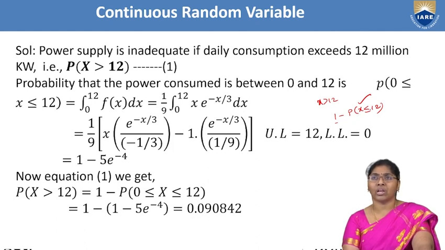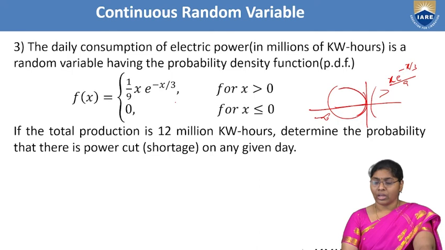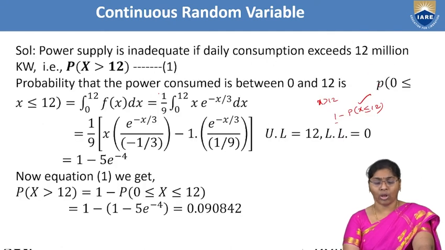What does P of x less than or equal to 12 mean? We arrange it as P of 0 less than or equal to x less than or equal to 12. That is the integral from 0 to 12 of f of x dx, equal to 1 by 9 times the integral of x into e power minus x by 3 dx, since above 0 all values are x into e power minus x by 3 by 9. Here 1 by 9 is a constant, so we take it outside the integral.